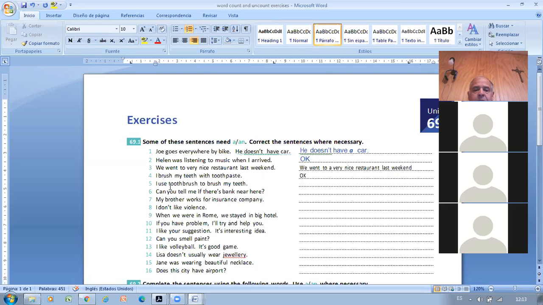Yeah, right. Because toothbrush is countable. So it needs, yeah, I use a toothbrush. What do they mean, to brush? Toothbrush, well, this is to brush. And you brush your teeth with a toothbrush, which is an element that you put the toothpaste on top and then you brush your teeth. Do you understand? No, well, okay. I'm going to say it again.